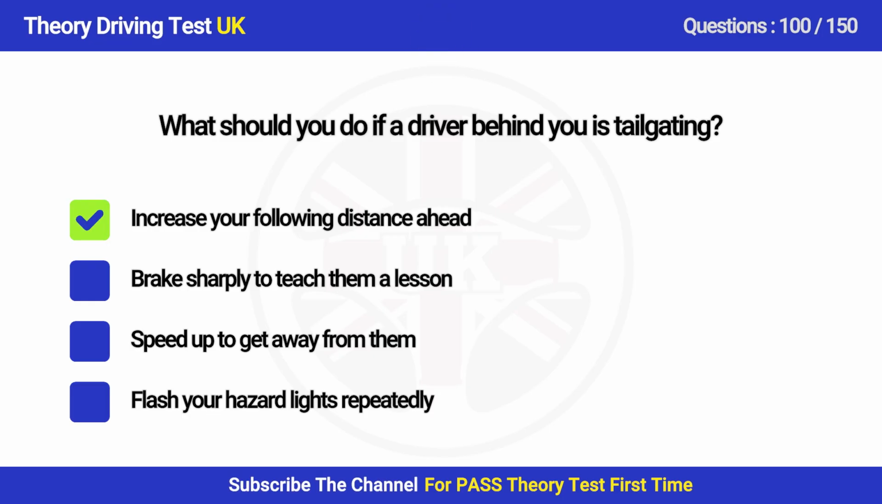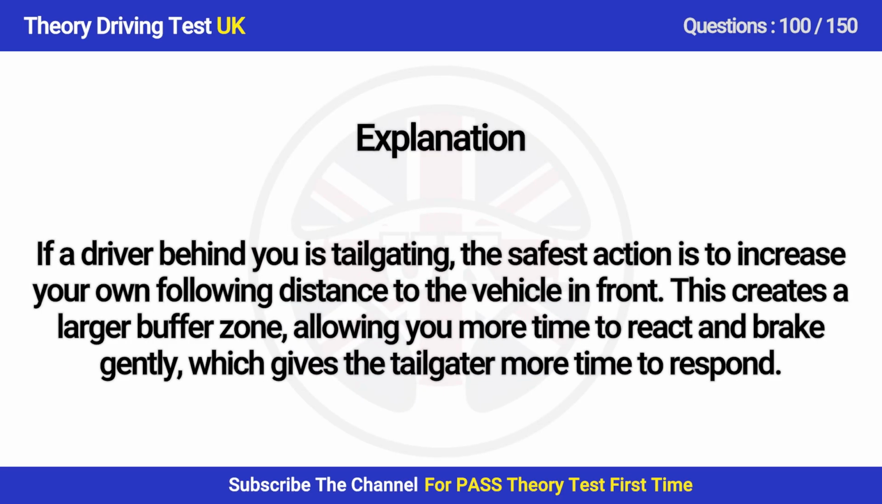Answer is A. Increase your following distance ahead. If a driver behind you is tailgating, the safest action is to increase your own following distance to the vehicle in front. This creates a larger buffer zone, allowing you more time to react and brake gently, which gives the tailgater more time to respond.